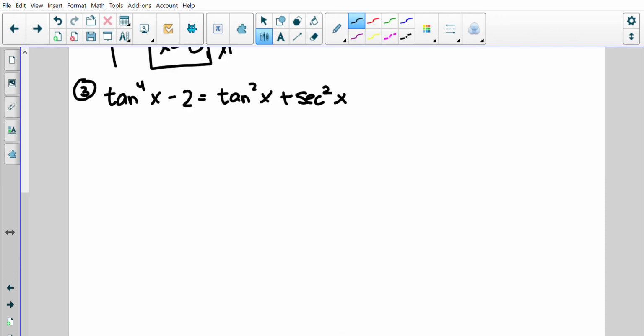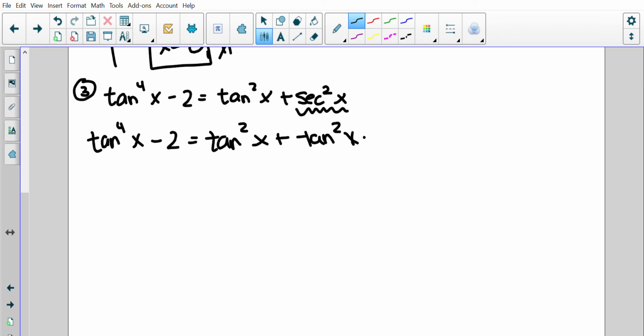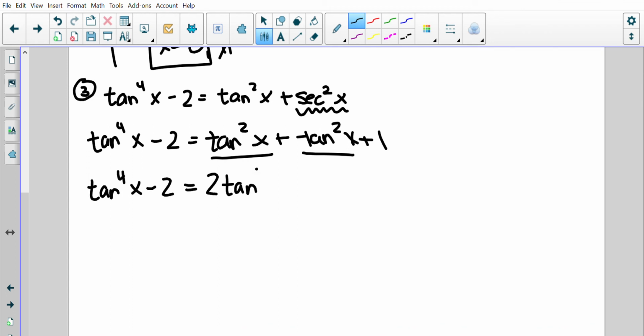Okay. So then we move on to example 3. And in example 3, we have tan to the 4th x minus 2 equals tan squared x plus secant squared x. And again, it looks like we're working mostly in terms of tan. So my eye is going to go to the secant squared x and want to transform that into its Pythagorean identity. So I'm going to go ahead and do that. So I know its Pythagorean identity is tan squared x plus 1. And then I have like terms here that I can combine. So that's 2 tan squared x plus 1.